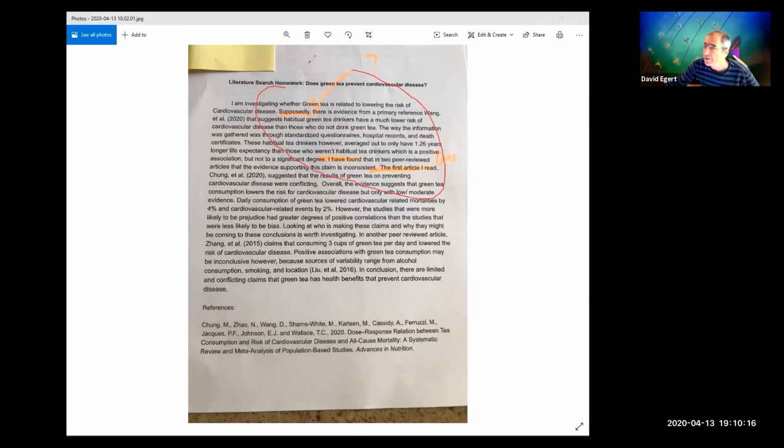This one, be careful about how you write things. Like, supposedly there is evidence from a primary reference, Wang et al. It's like, either there is or there's not evidence, so I'm not quite sure why there's a supposedly. So read it through and see, does it make sense? Clear that and continue. I think we're almost done with these.